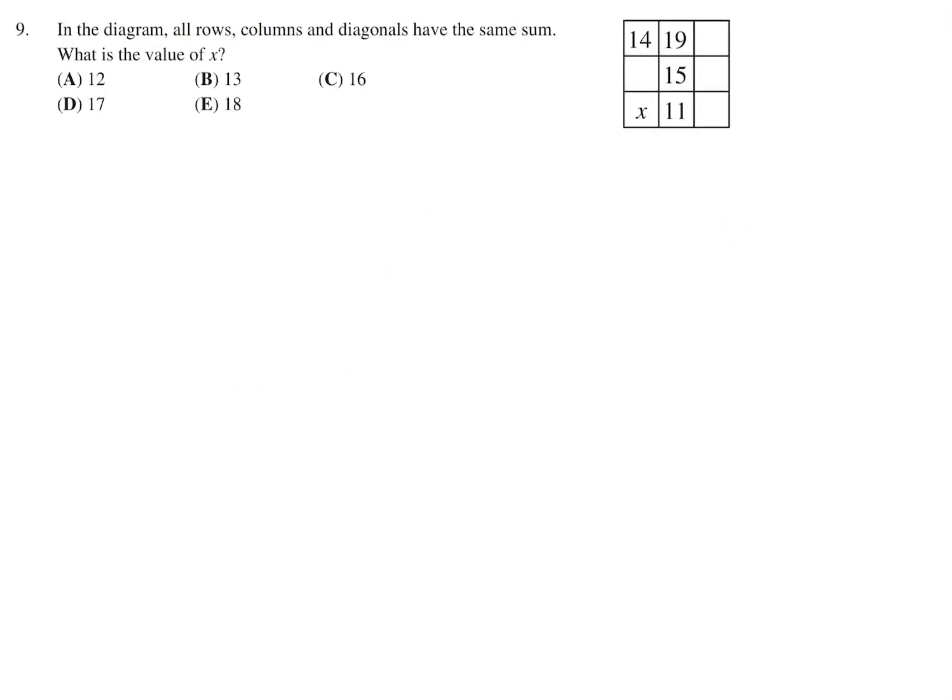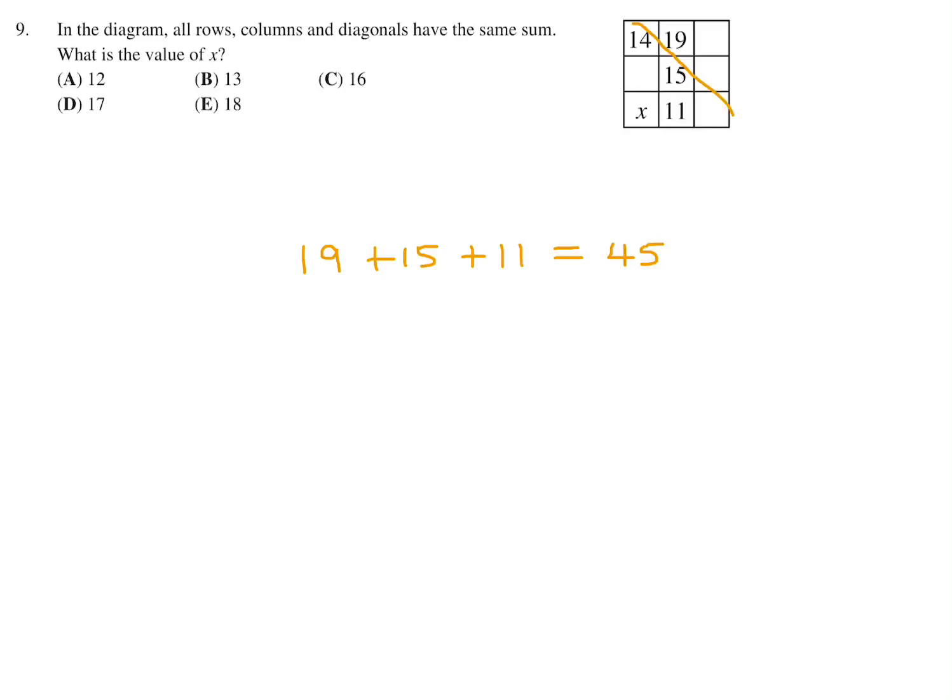In the diagram, all rows, columns, and diagonals have the same sum. What is the value of x? So let's just concentrate on this column since we are given all the numbers. It's the only one that has all the numbers. And let's add up that sum, and that looks like 45. So that means that all the rows, columns, and diagonals have 45 as their sum.